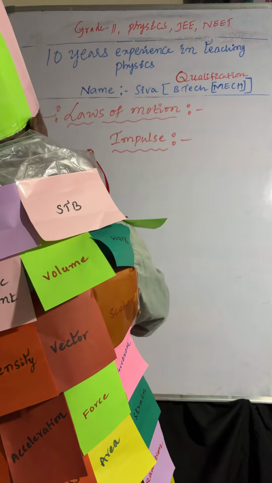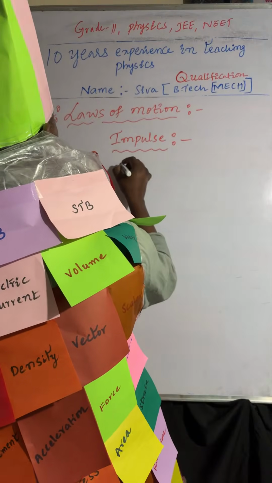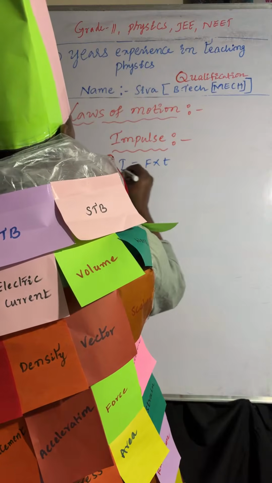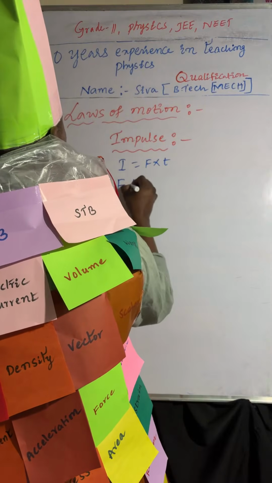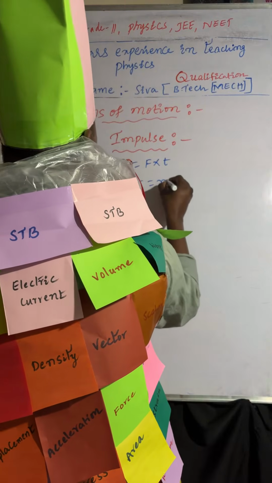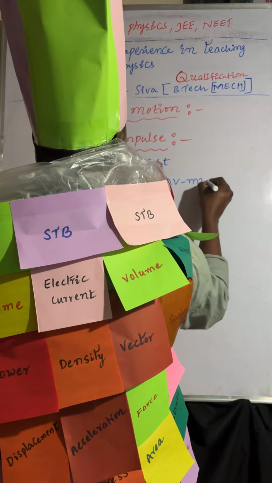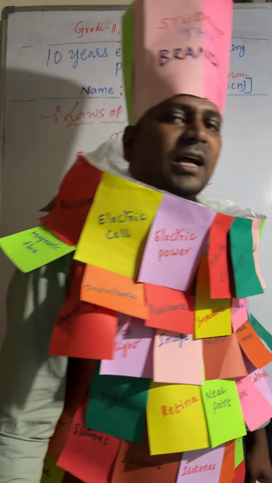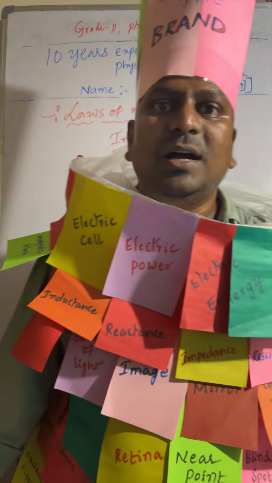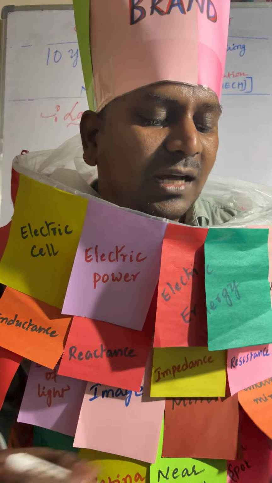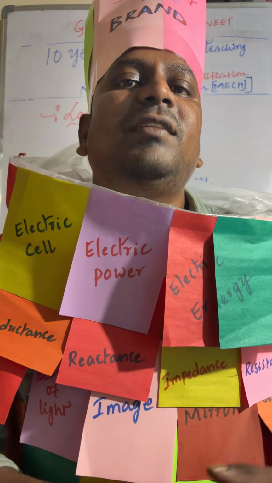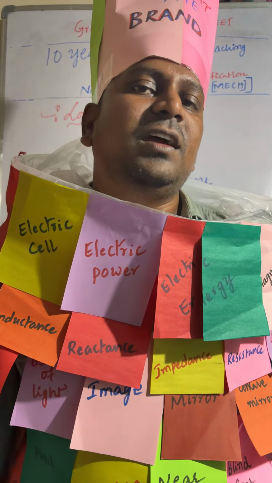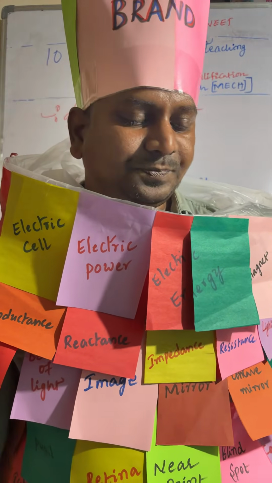So we can take I equal to F into T, or simply we can say F into T equal to change in momentum. Momentum, just now we discussed, is mass into velocity. A large force acting in a small interval of time is called impulse.